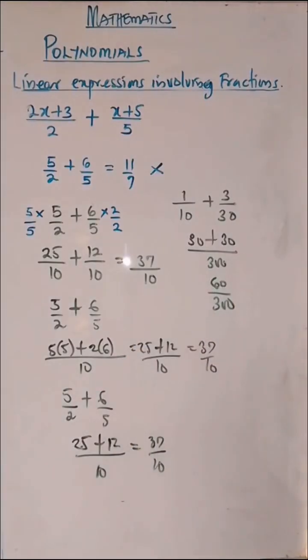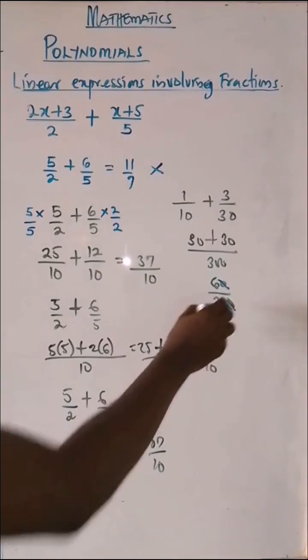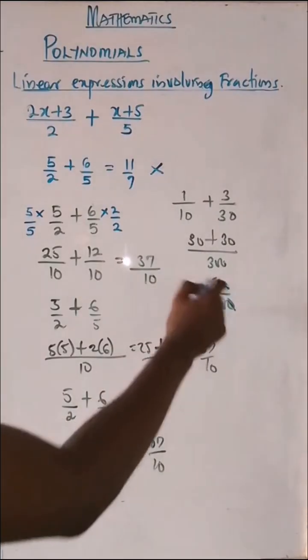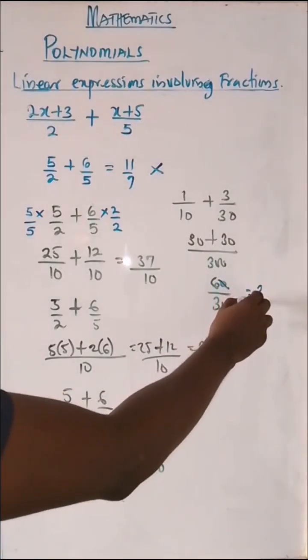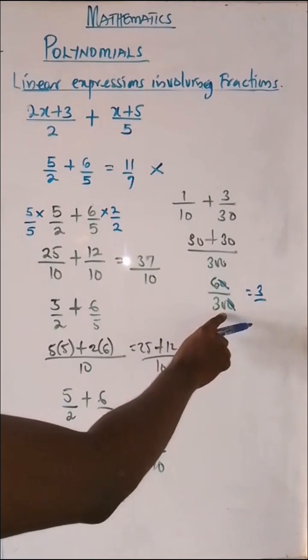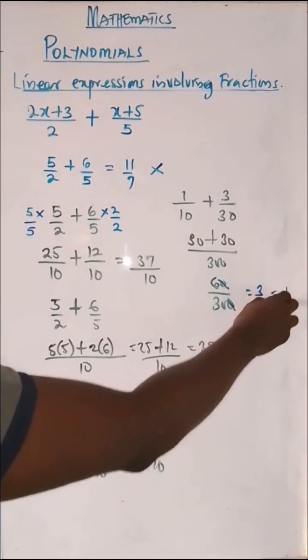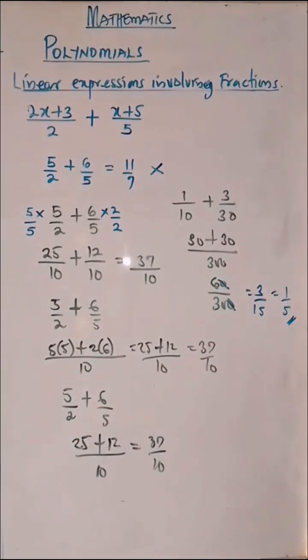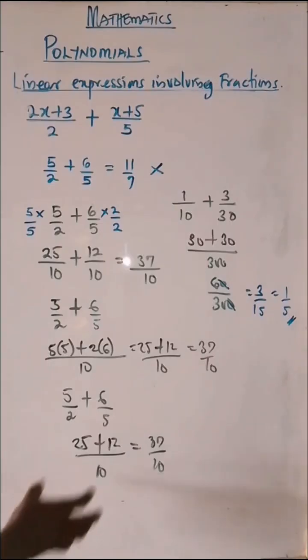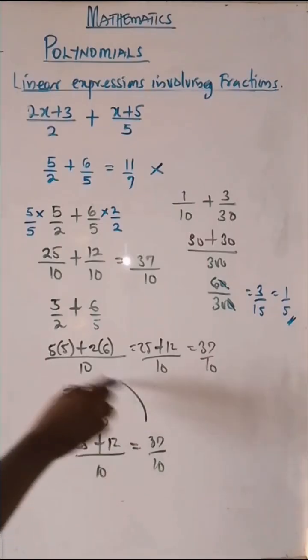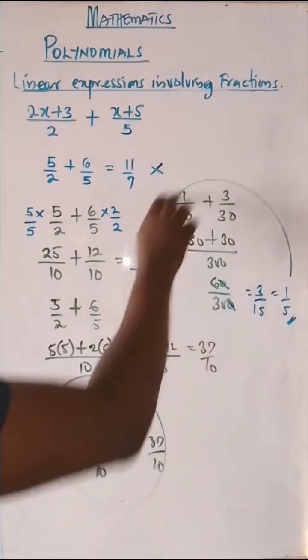They have to be cutting. From here, 0 cancels 0. So 2 in 6 is 3. Then 2 in 30 is 15. 3 can still go 3 here, 1, 3 here, 5. So we get 1 over 5. Now, that is using this method.